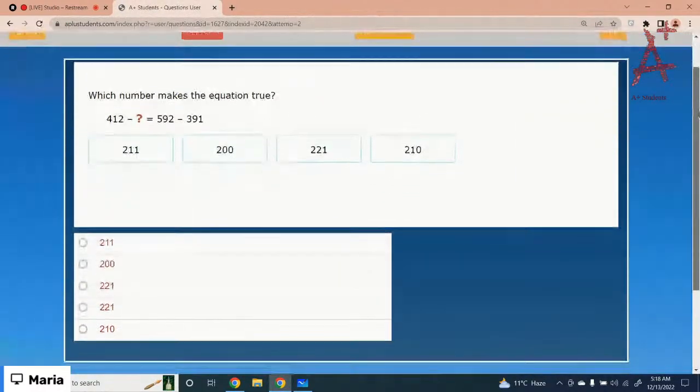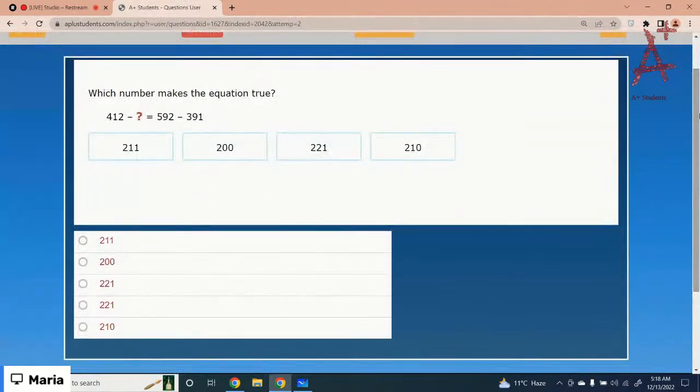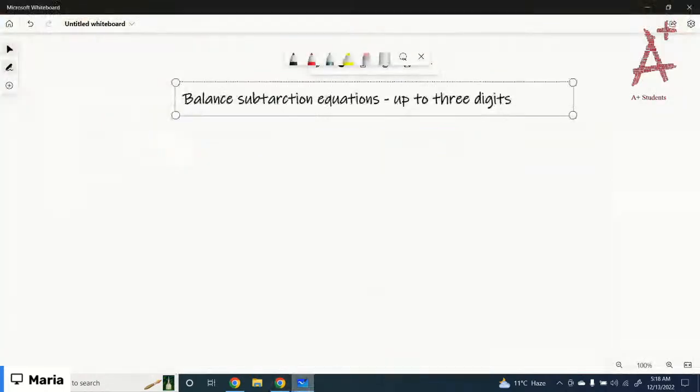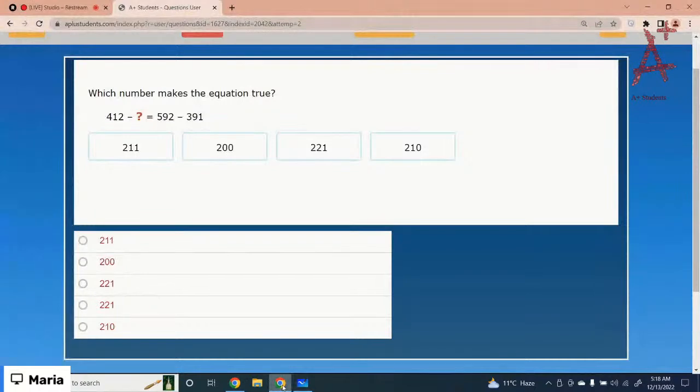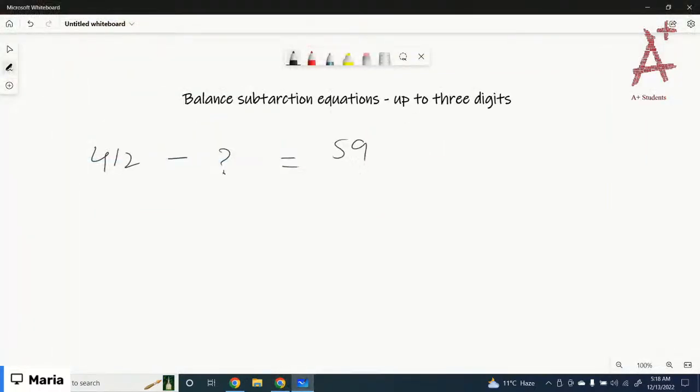Okay, you are given two of the sides. Let me just write it down on the board. 412 subtract the missing number, and that equals 592 subtract 391. Got it?